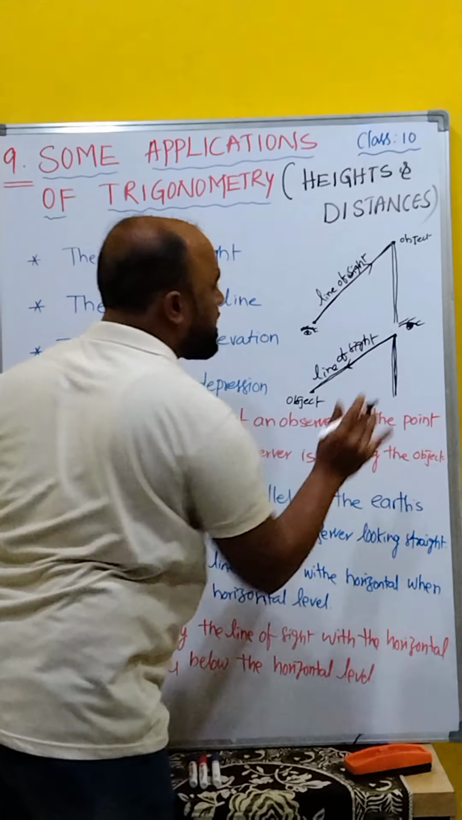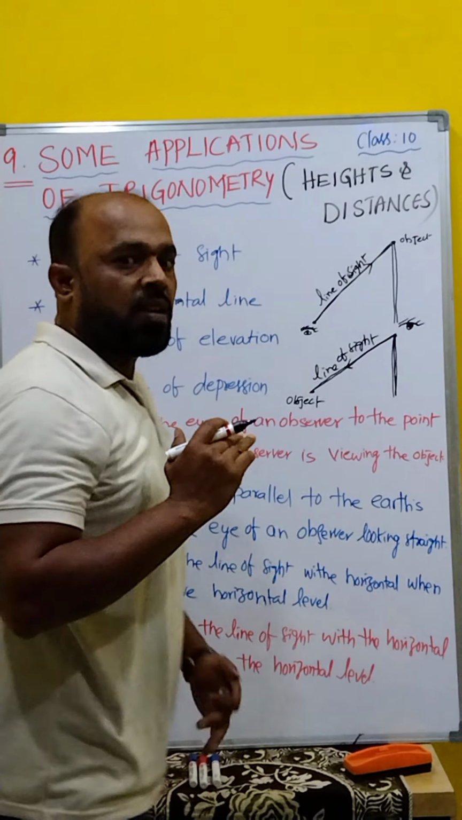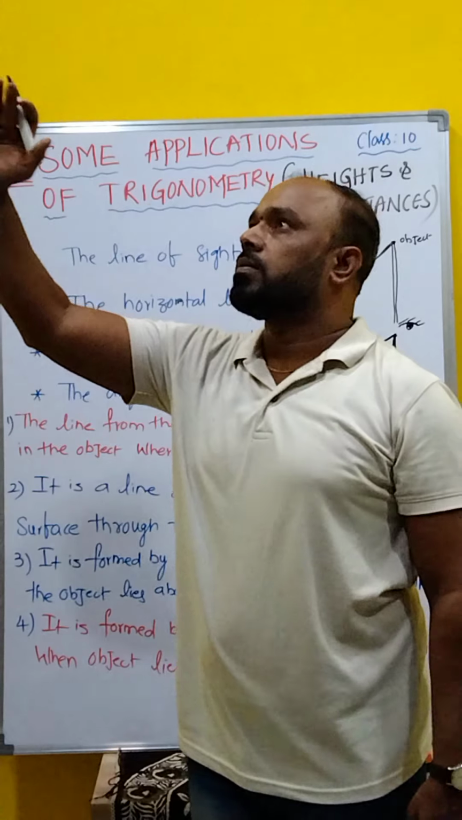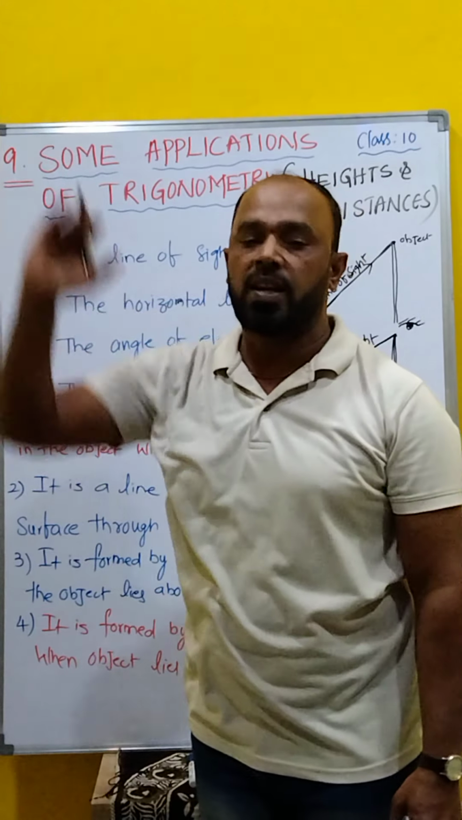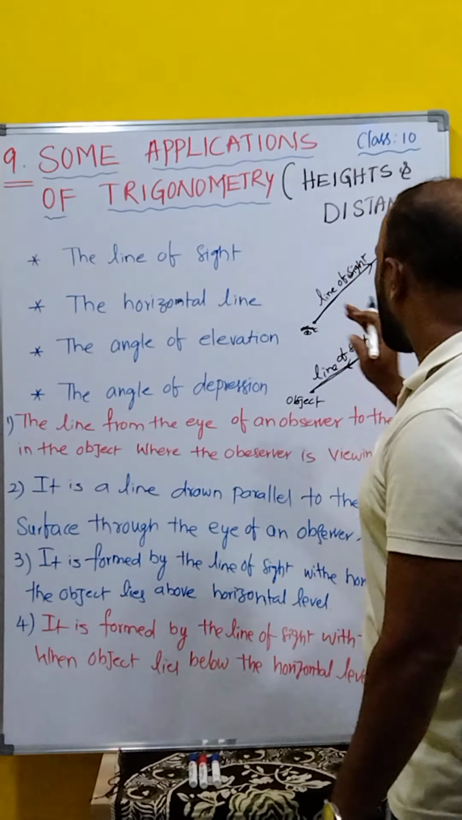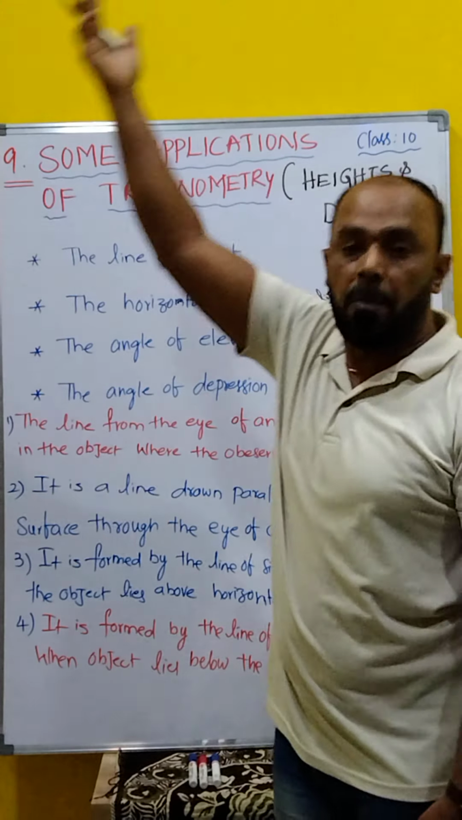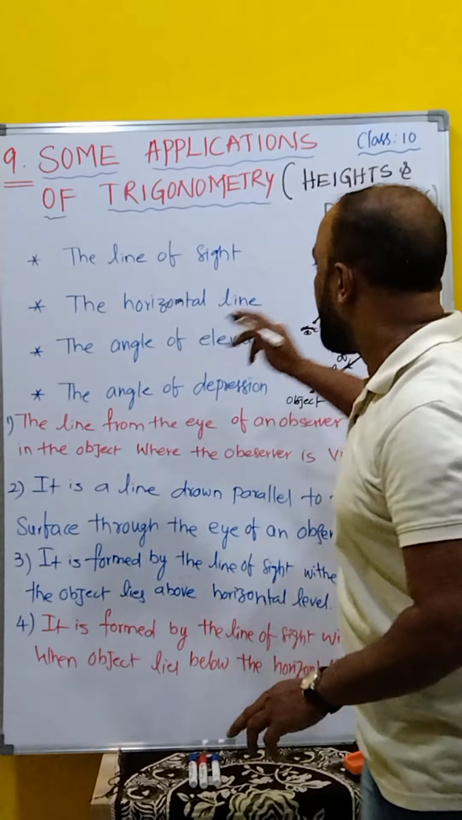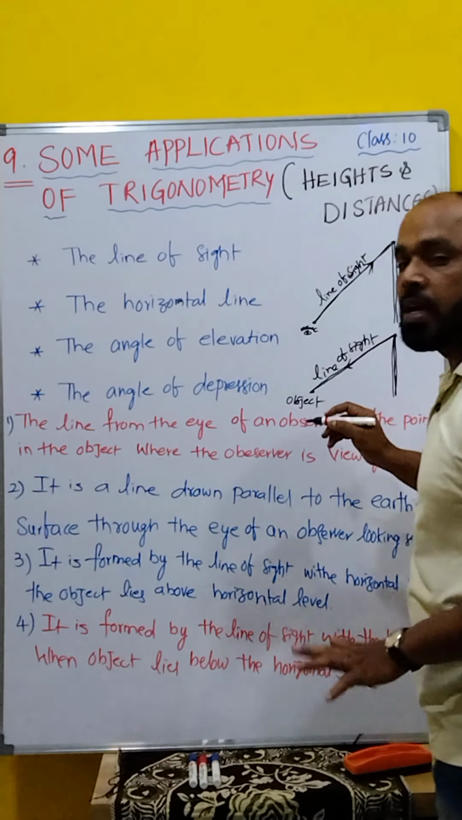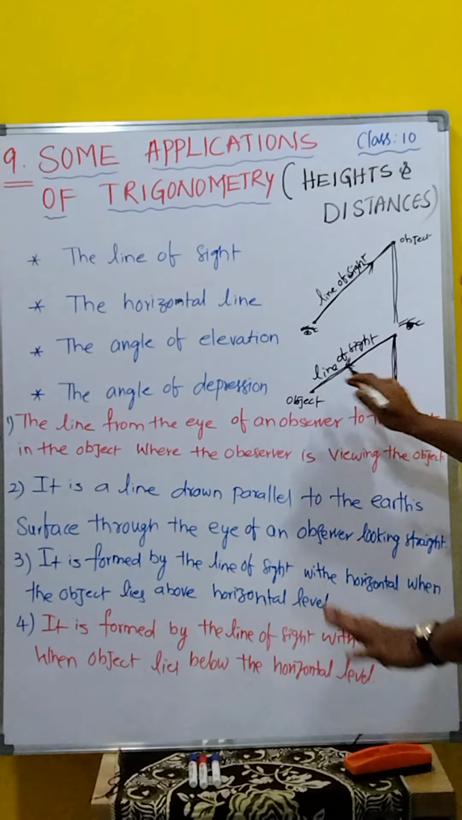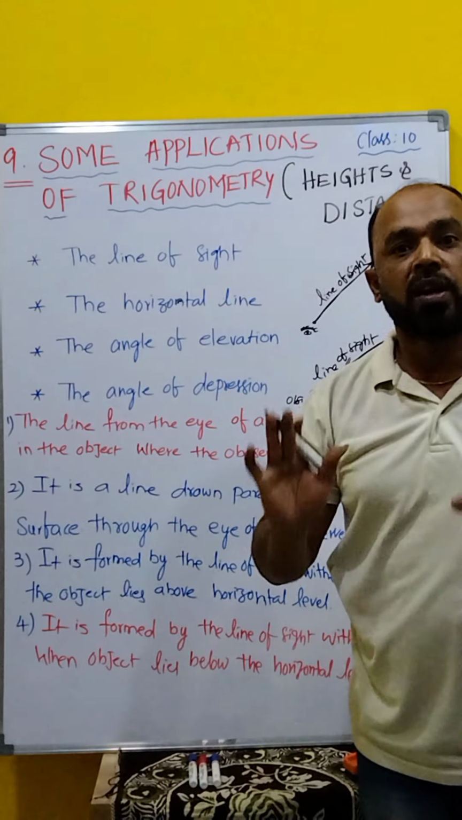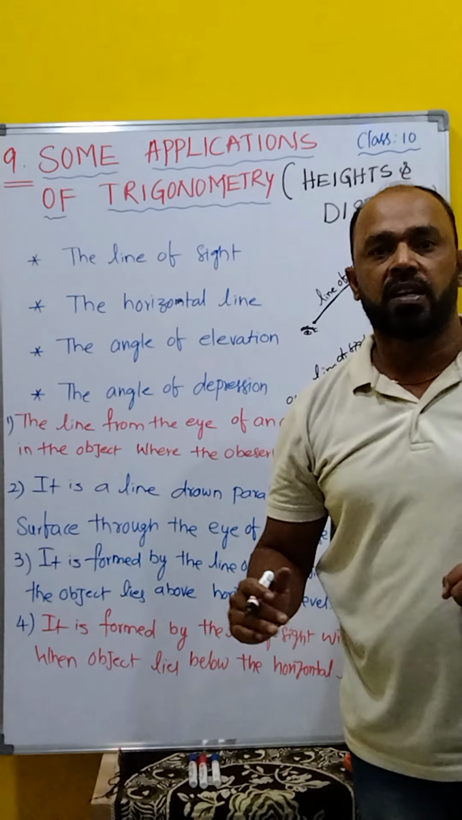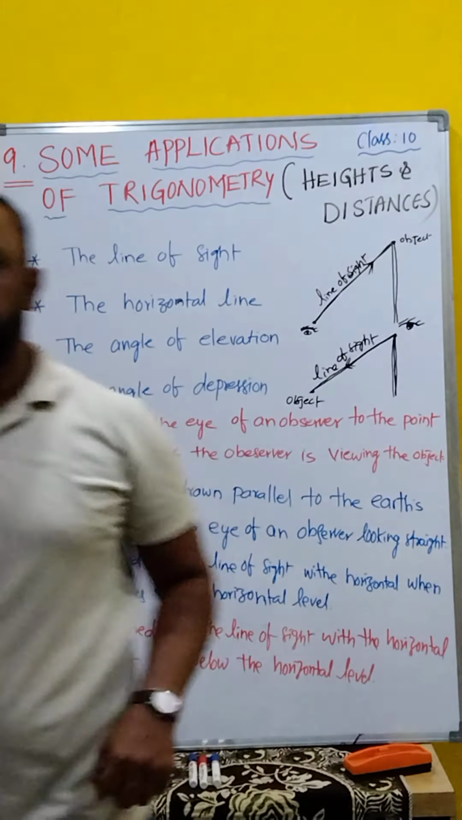Here two conditions we have. First time we are observing up, the top of the building or the top of the tree. Clear, children? And second time the observer is up and we are seeing down. Line of sight, two cases: one is up and second time is down. But the line of sight has no change. Only the direction will be a little different. Clear, children?